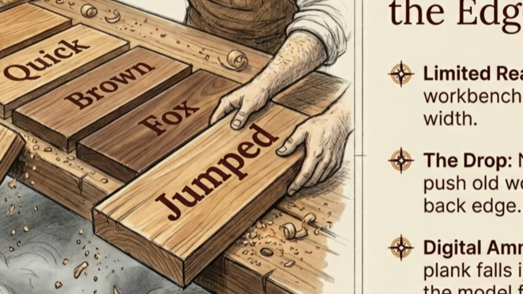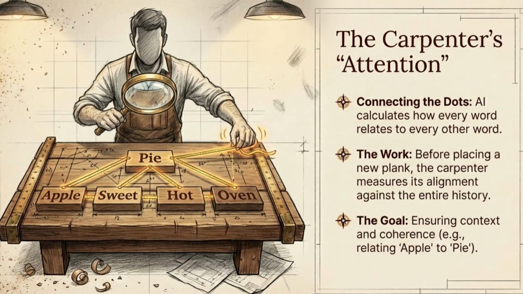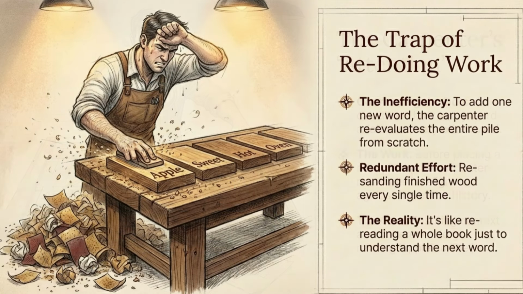Totally deleted from the calculation. The model doesn't have a hard drive of your conversation. It only knows what is currently on the workbench. That explains so much. But wait, there's a nuance here that bugs me. If the table's full and I ask a new question, does it have to reread everything on the table to answer me? That seems incredibly inefficient.